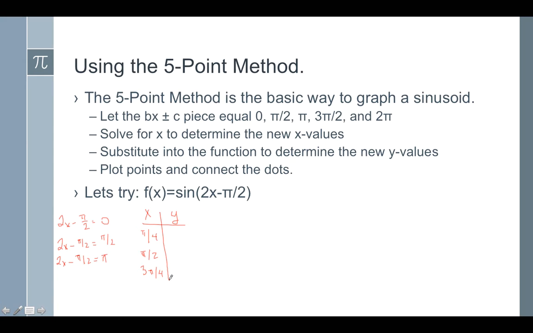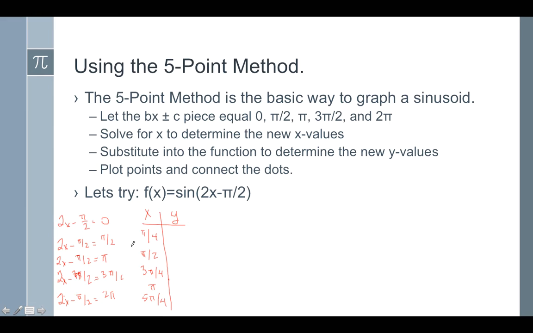Now, this isn't my favorite method to use, but it's something we can always fall back to if we don't understand the next method that will be coming up. Next, 2x minus pi halves equals 3 pi halves. If I take 3 pi halves and add pi halves, I get 4 pi halves, which is 2 pi, divided by 2, which is pi. And then lastly, 2x minus pi halves is equal to 2 pi. If I add pi halves, I get 5 pi halves, divided by 2 is 5 pi fourths.